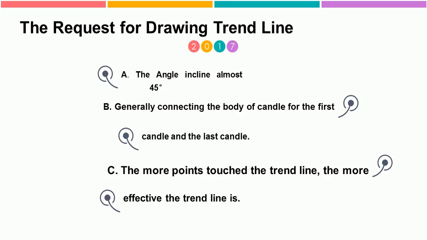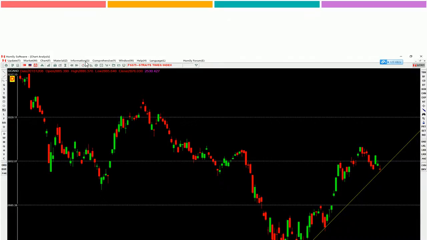Then you connect to the other point, the next low point. You should connect the body too. Okay. So if you connect the shadow, you should connect the shadow. Both can. Then the more points touch the trend line, the more effective the trend line is. So these are the requirements for drawing a trend line. Then we can see this one.